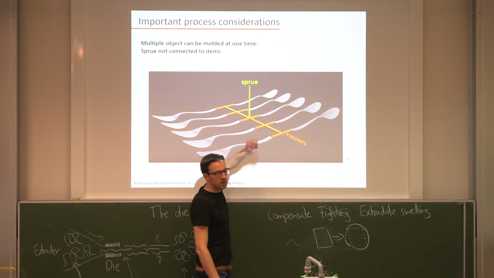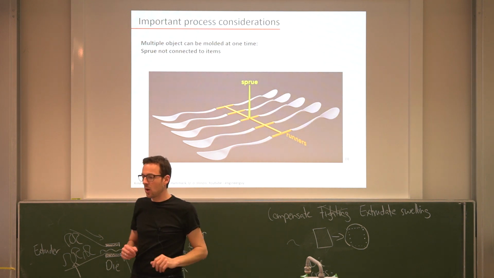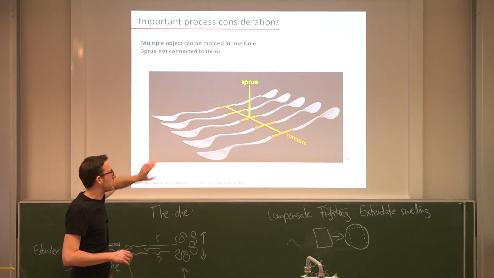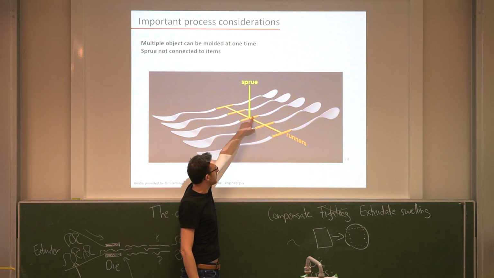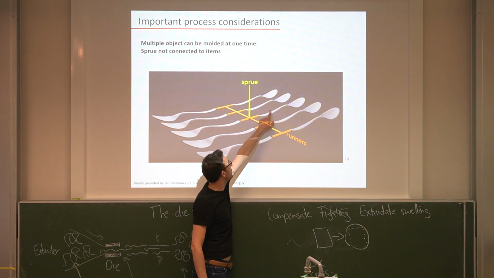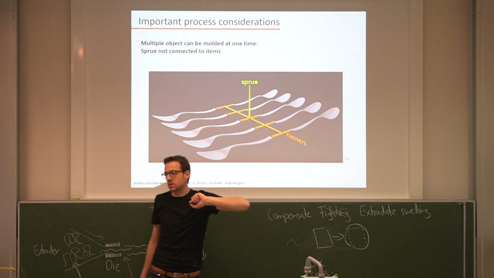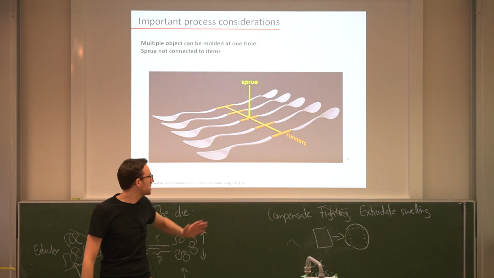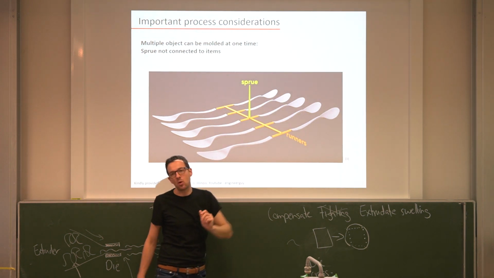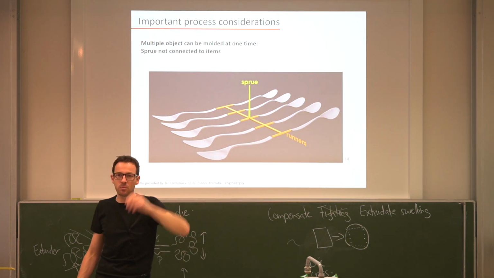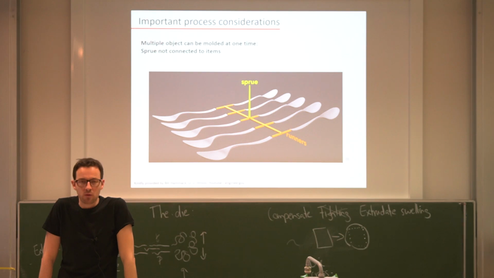So you see here, if you want to produce multiple objects, you make a form that's a bit more complicated. Now, here you inject, and then it goes via these runners to all these individual objects. At the end of the process, you still have to cut the objects from your runners, and whatever remains as material, you can put back into your extruder if you want to save the material.